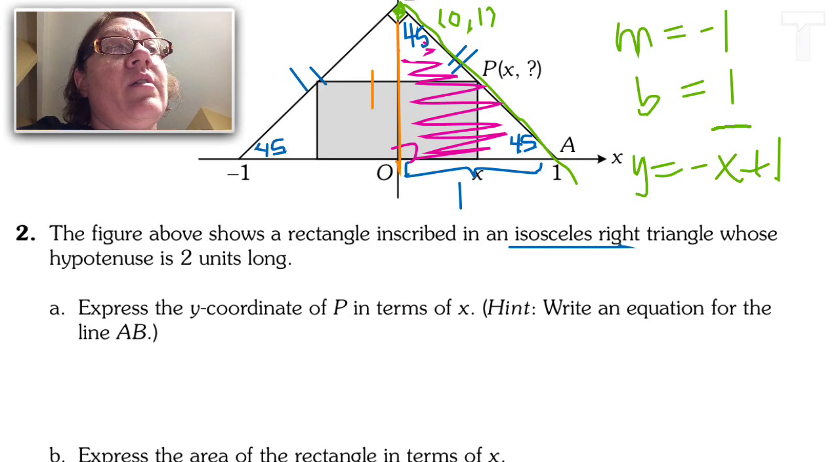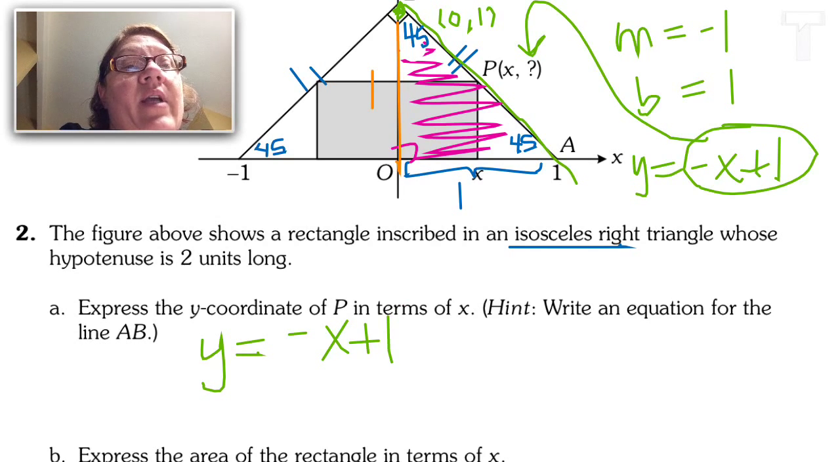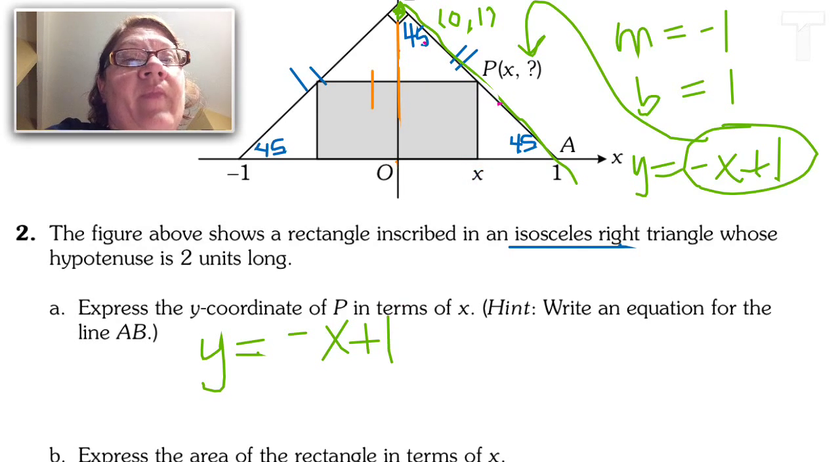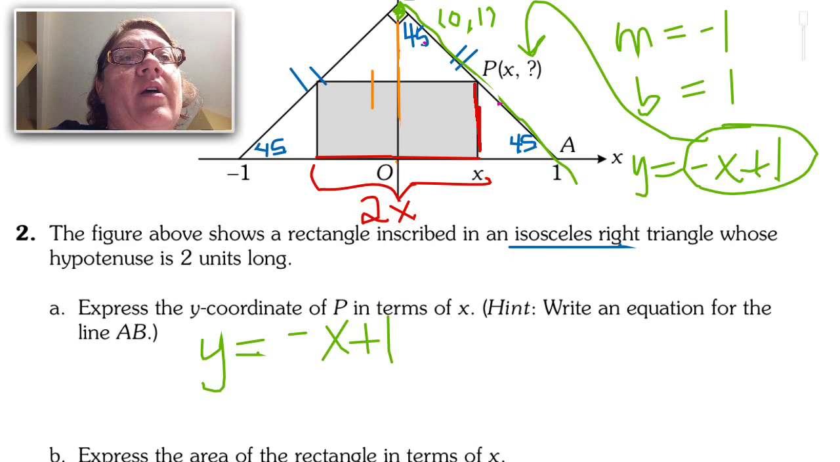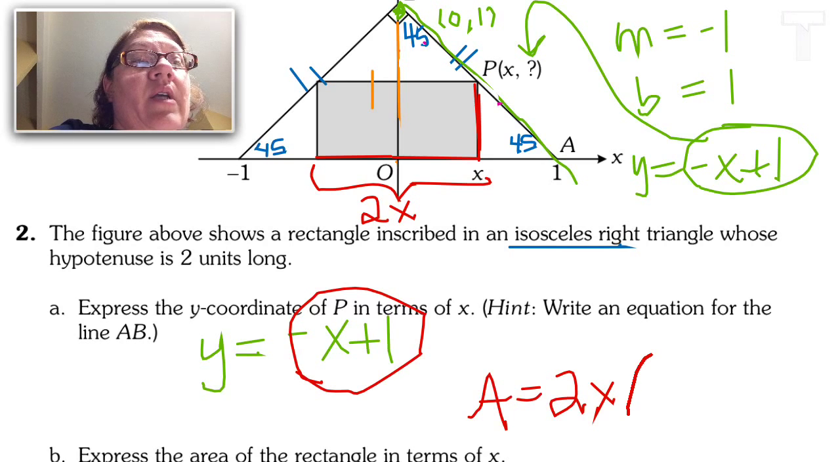So this is my y value, because we just said y equals that. So I just found what the y coordinate is, negative x plus 1. Okay, so now I want to do the area. Well, the area of the rectangle, well, I know this much is x, and same on the other side, so the whole length is 2x, and we just figured out the height is the y value, or negative x plus 1, so my area is 2x times negative x plus 1. Yay!